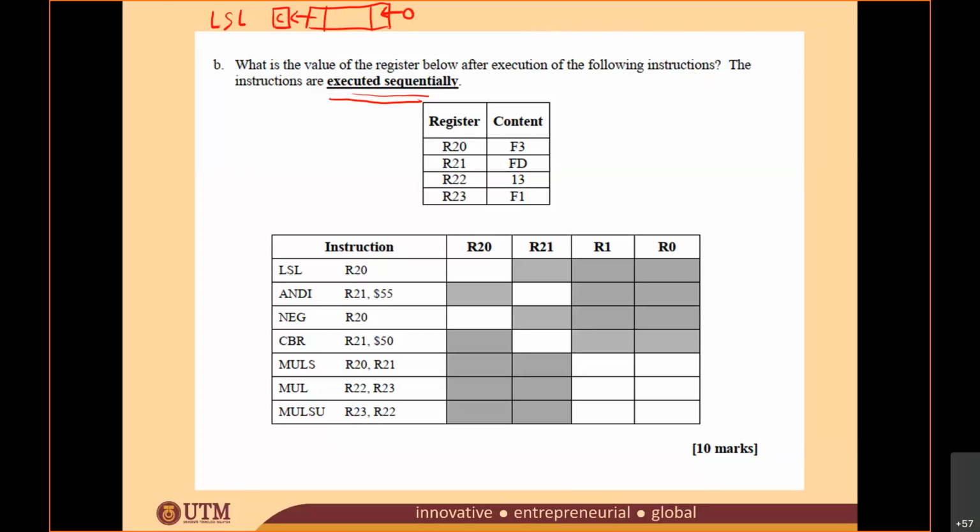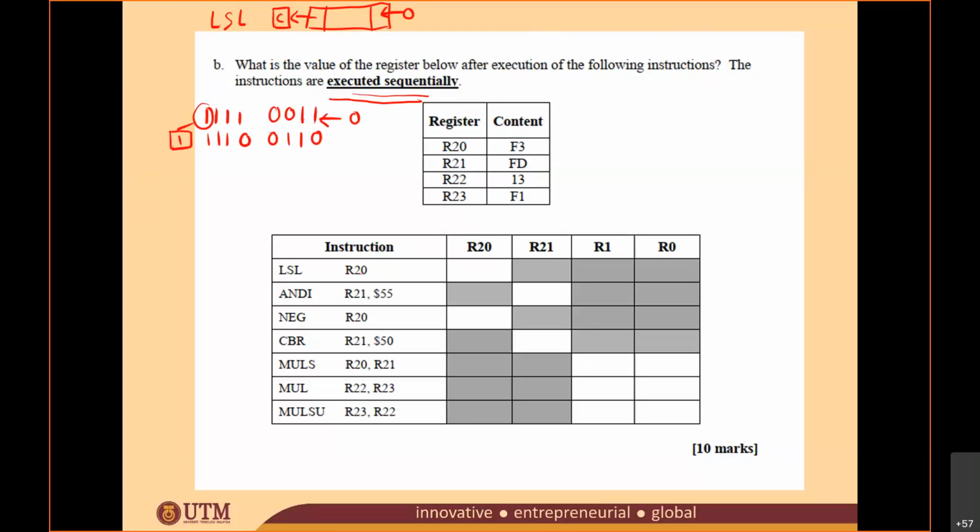So LSL R20, what is R20? R20 is F3. Okay, so F3 is 1111 and then 0011. So this is your F3. Okay, and then you're going to do the LSL. So 0 will go to your bit 0, so it becomes 0, and then the rest of the bits are shifted to the left by 1 bit. So 1100111. What about this one here? It will go to your C flag.